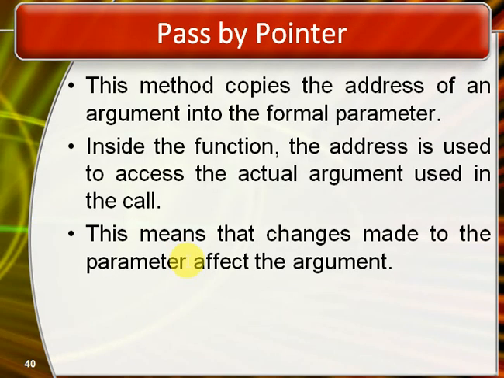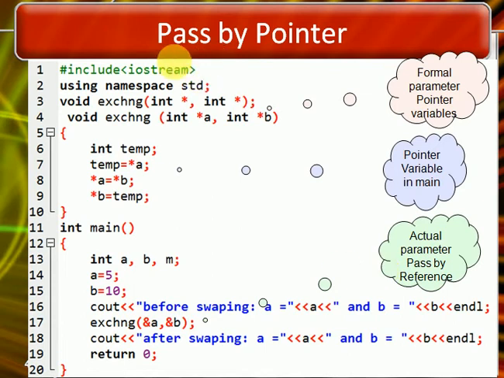Then the third method is pass by pointer. This method copies the address of an argument into the formal parameter. Then inside the function, the address is used to access the actual argument used in the call. This means that changes made to the parameter affect the arguments. It's a sample program to highlight the concept of pass by pointer.